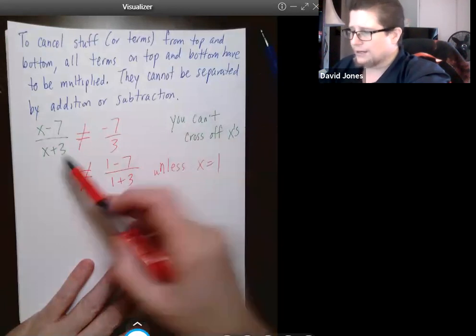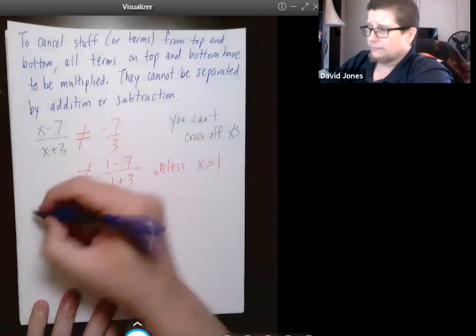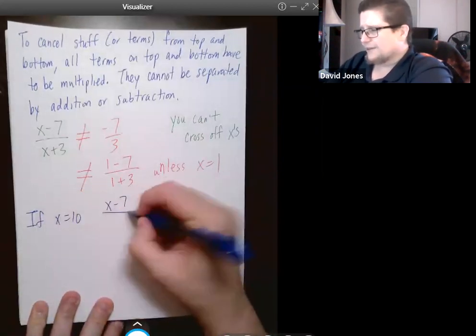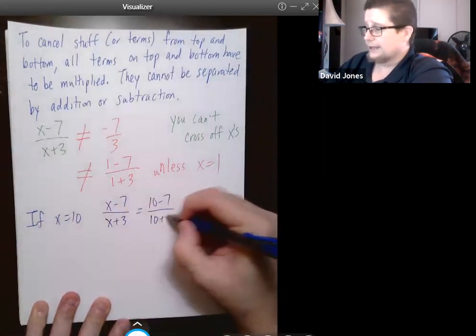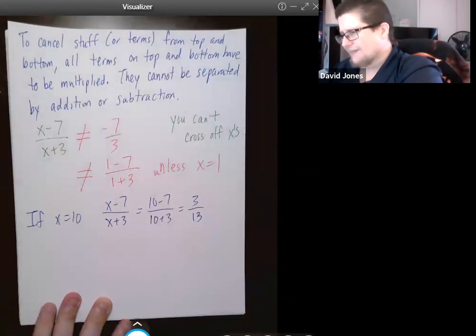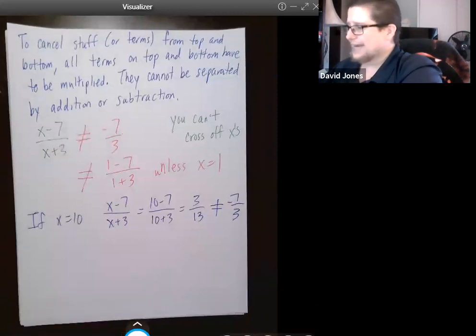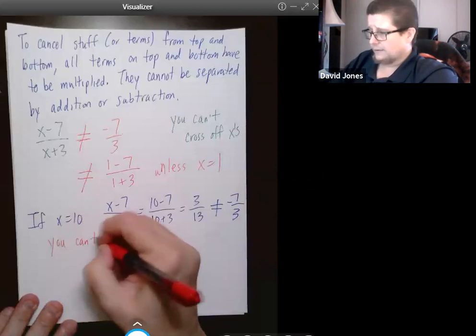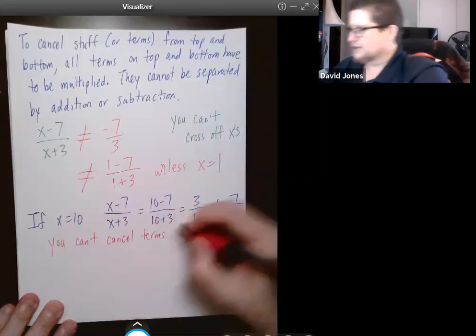And I can give you an example that this doesn't hold true. If x equals 10, x minus 7 over x plus 3 equals 10 minus 7 over 10 plus 3, which is 3 over 13. That's not negative 7 over 3. So you can't cancel terms combined by addition or subtraction.